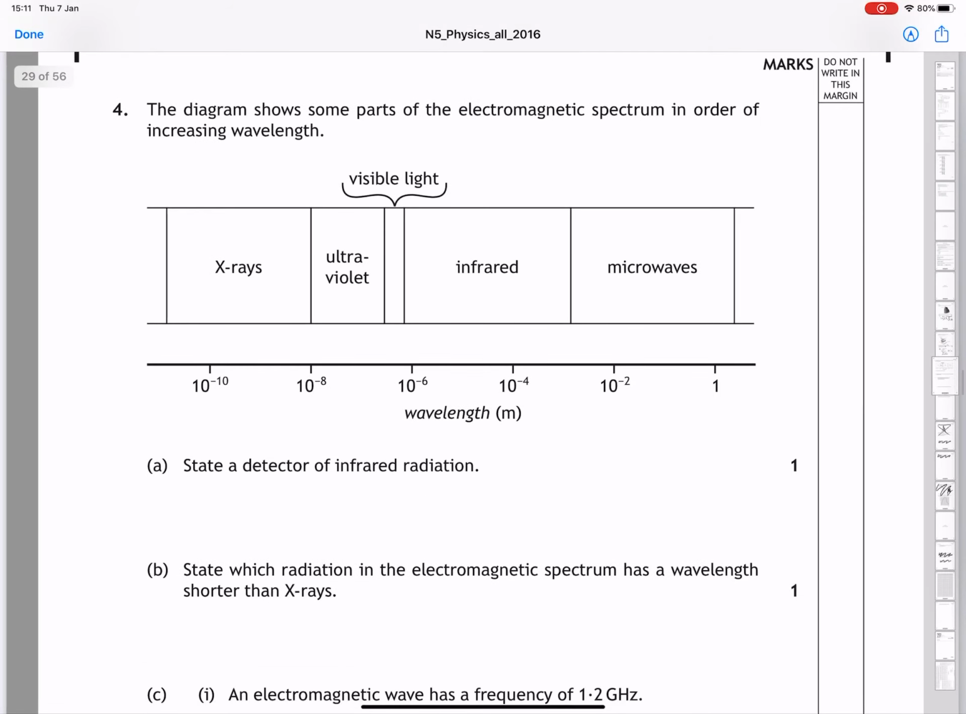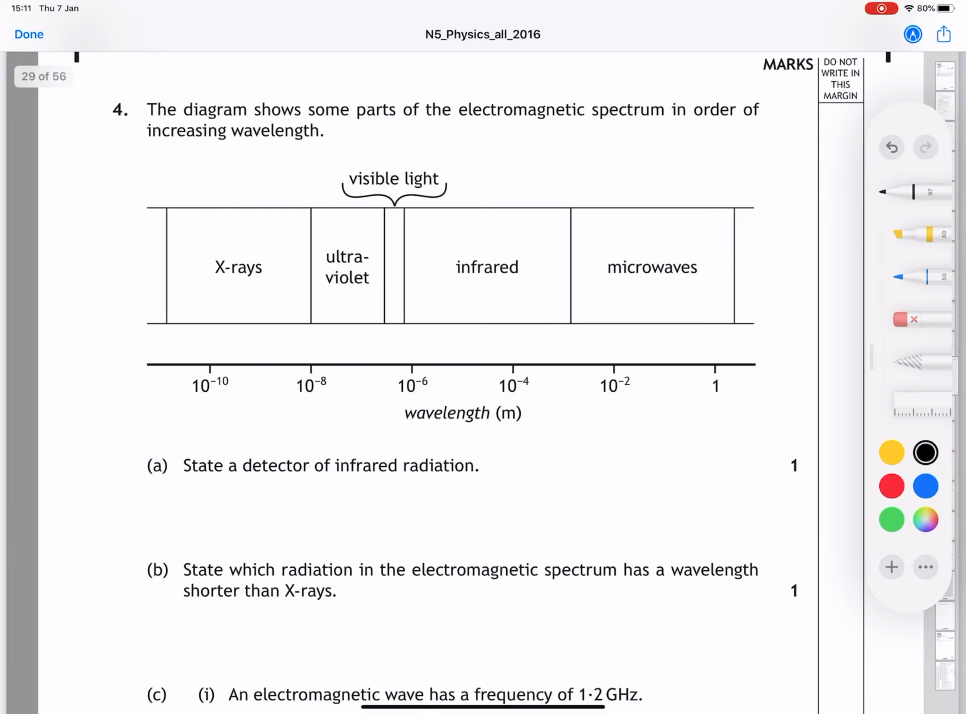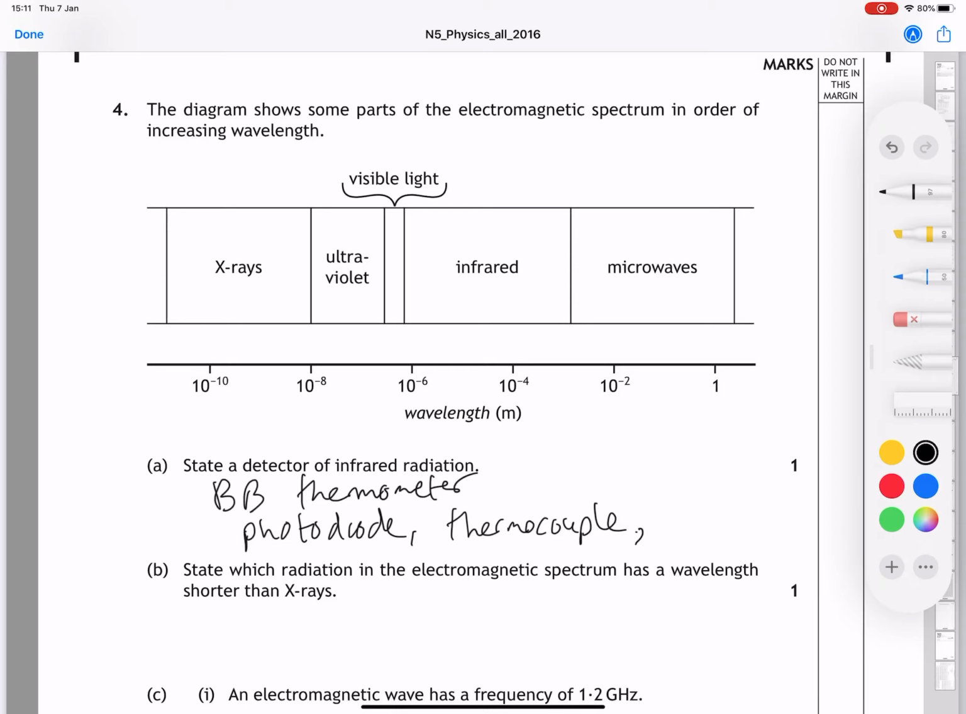Right, number 4. Waves. A detector of infrared radiation. You could add a few things here. So a black bulb, thermometer, photodiode, thermocouple, those were the main ones.